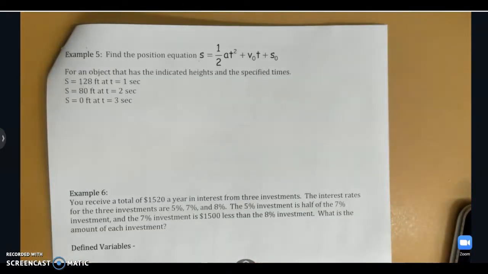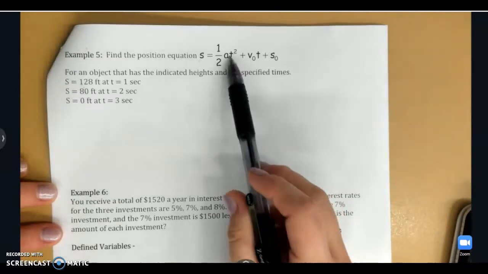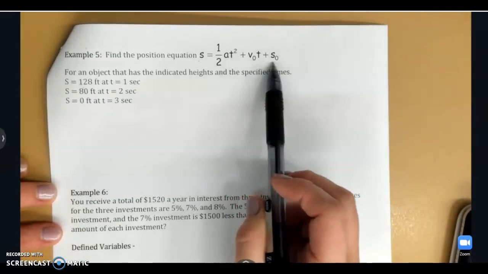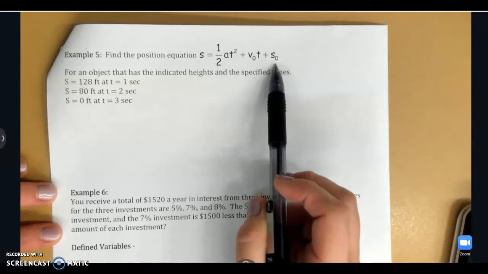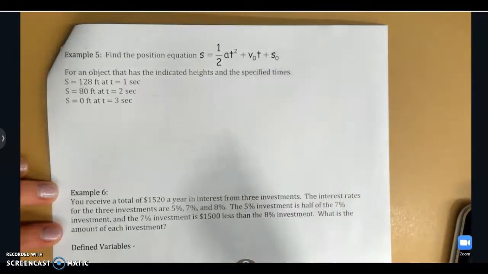Now, S would be our position. Usually this is like a height. A is our acceleration. T is time. This V naught would be our initial velocity. And S naught would be our initial position. So that's what all of these different symbols, variables mean.